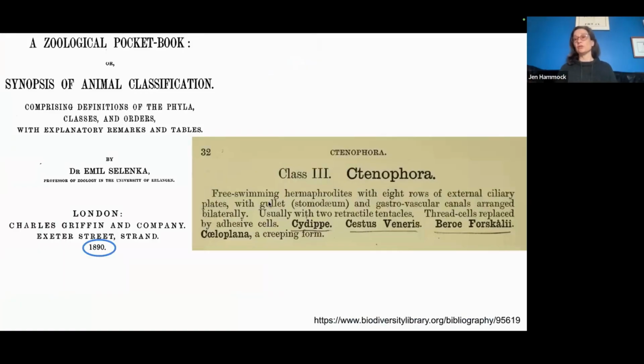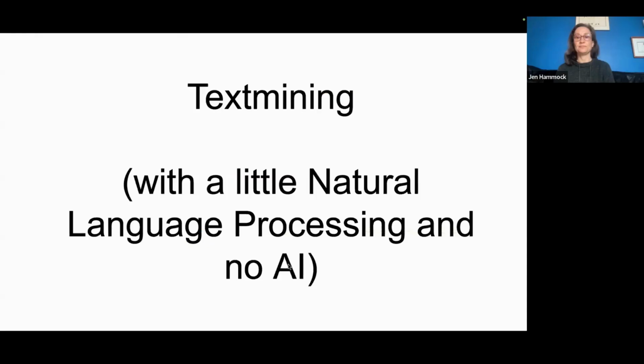This is very traditional in biology. 130 years ago, people were thinking about the inheritance of attributes this way. This is that comb jelly example. Free swimming phylum of organisms, except for this creeping form in the benthos. This is how we organize our information.